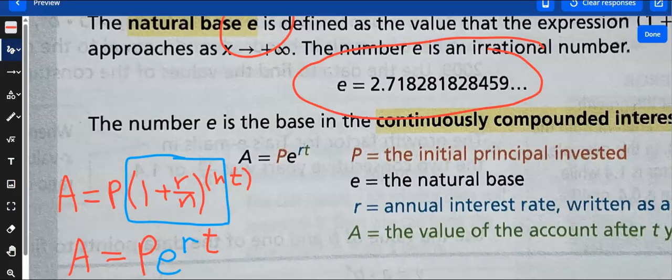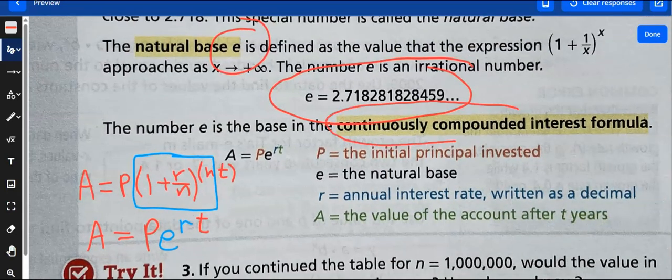Under what circumstance would you use this formula and not the other one? You are looking for a phrase like this: continuously compounded. As soon as you see continuously compounded, you will immediately switch to the PERT formula, not the other compound interest formula. So you need to look in the problem that you're working on. Does it use one of the words like annually or monthly or quarterly or daily? Well, then you're using the first formula. But as soon as you see the phrase compounded continuously or continuously compounded, something like that, you are immediately going to be switching to this formula.